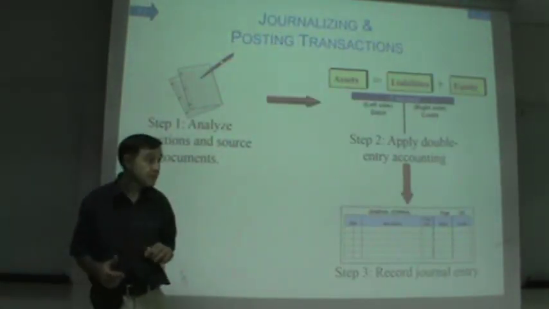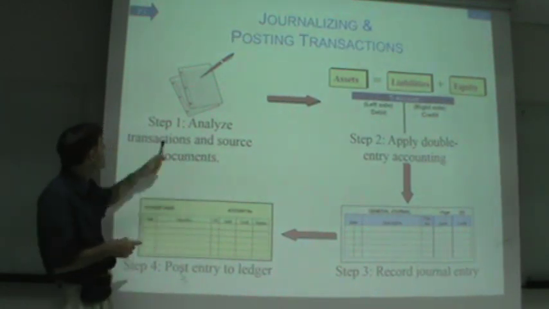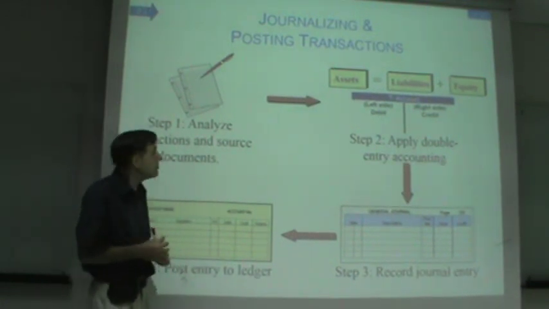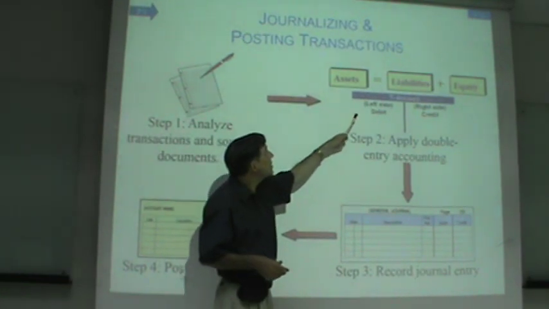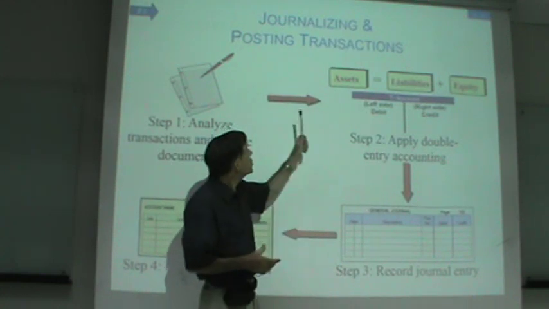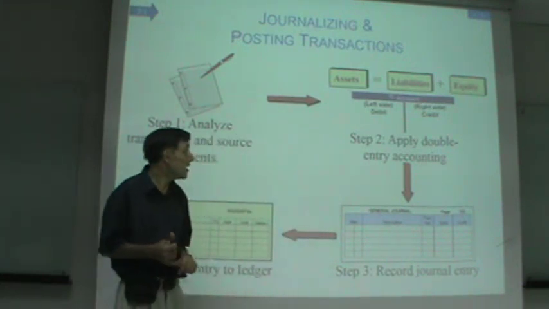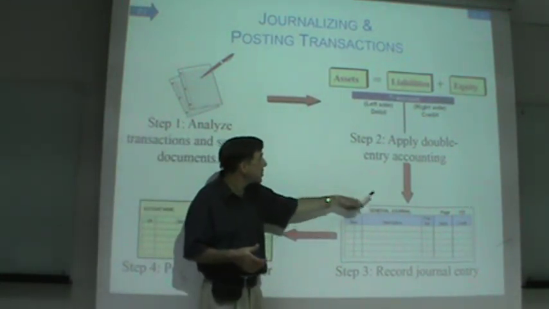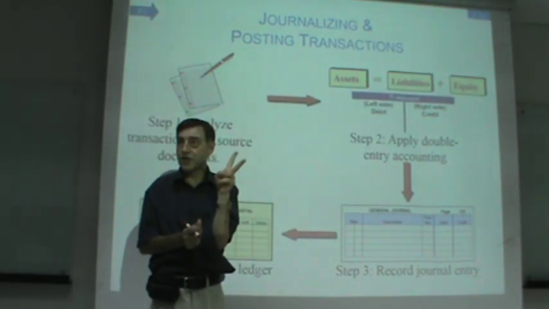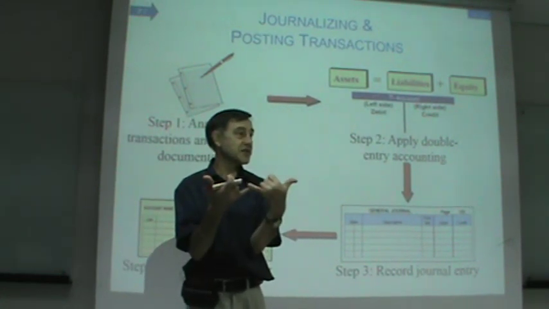And then we go back to the process, okay? So the process is you take the source document. From the source document, you debit and credit the accounts, okay? So you record the transaction in the accounts, okay? Then in step 2, it's called double entry accounting. Explain the word double entry. Double entry means always debit and always credit at the same time.